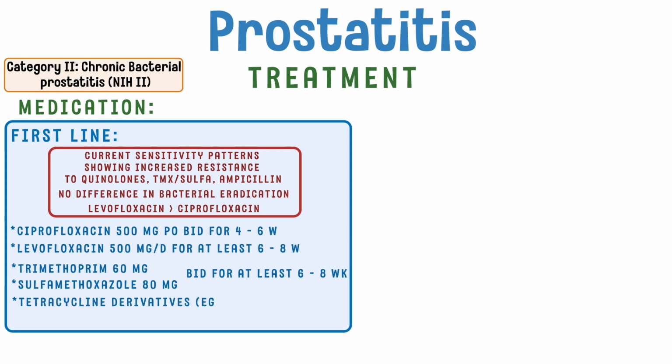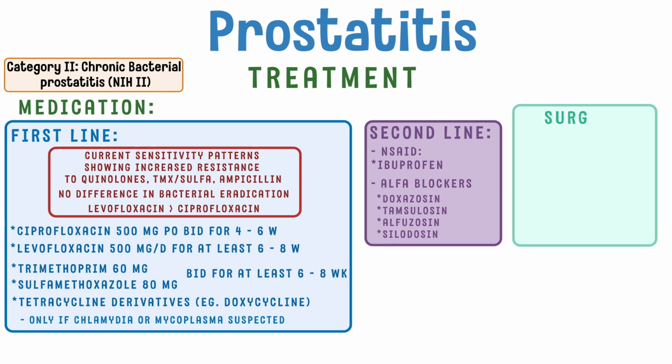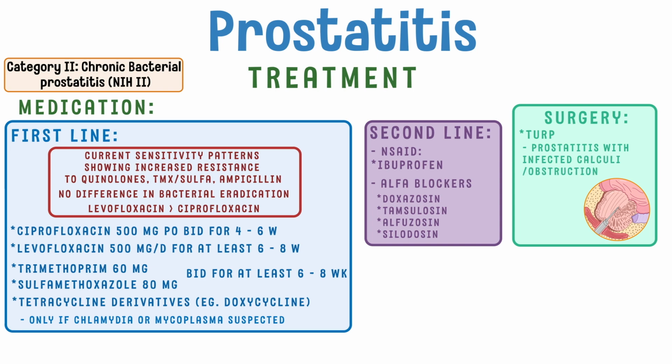Tetracycline derivatives, for example doxycycline, only if chlamydia or mycoplasma is suspected. In second line, anti-inflammatories like ibuprofen for symptoms. Alpha blockers, for example doxazosin, tamsulosin, alfuzosin, and silodosin, may help with LUTS. TURP can be considered in selected cases of refractory prostatitis with infected calculi and/or obstruction.